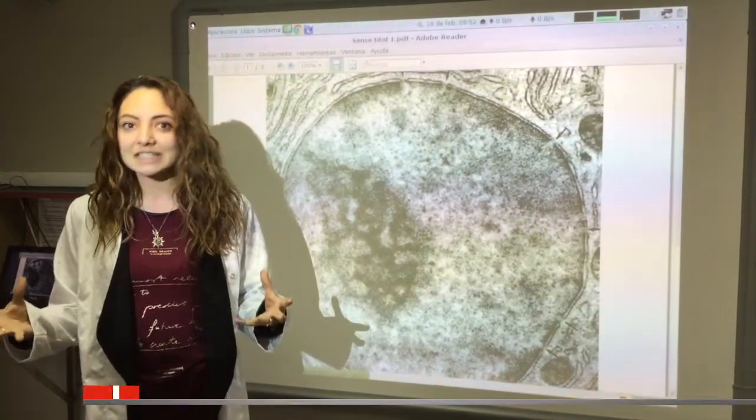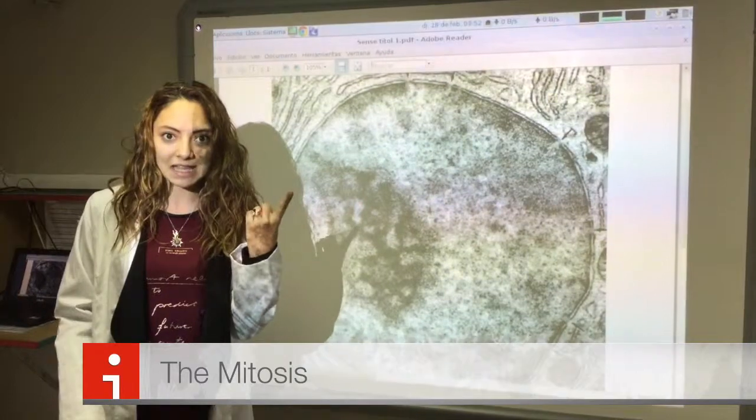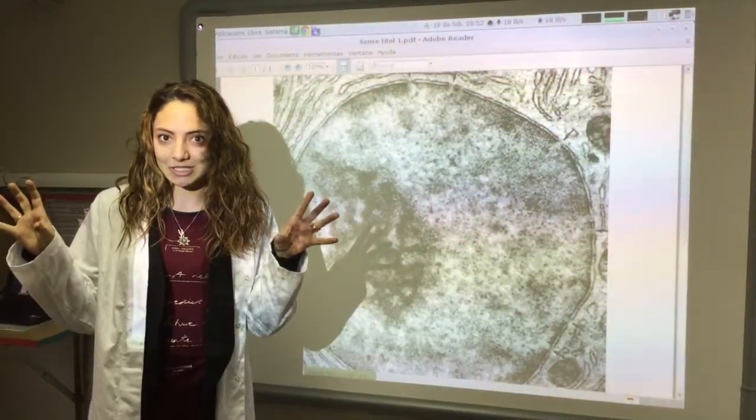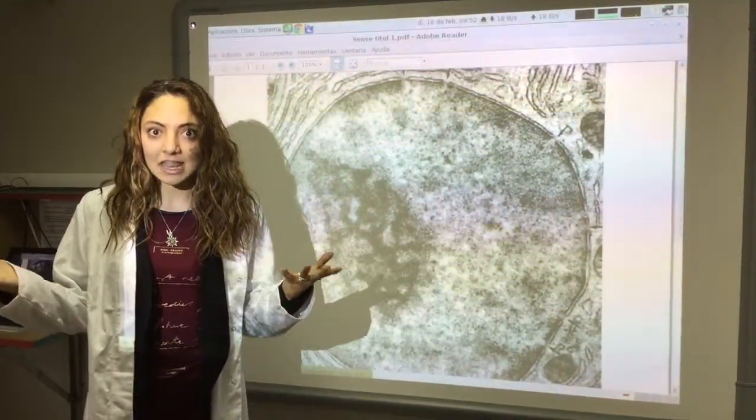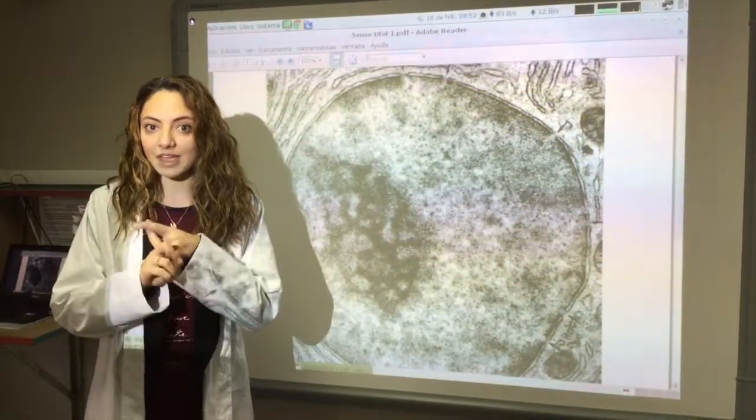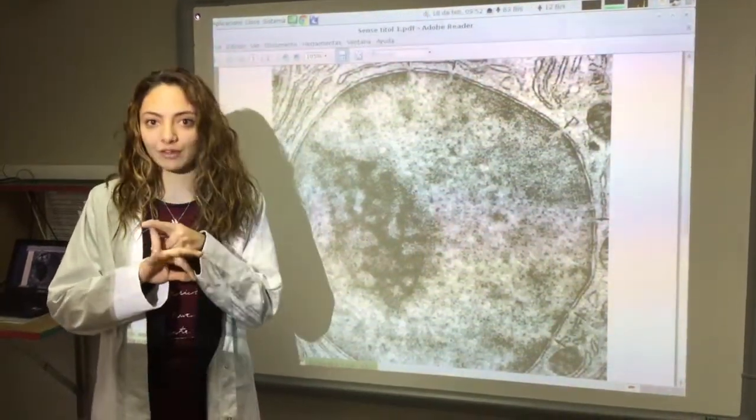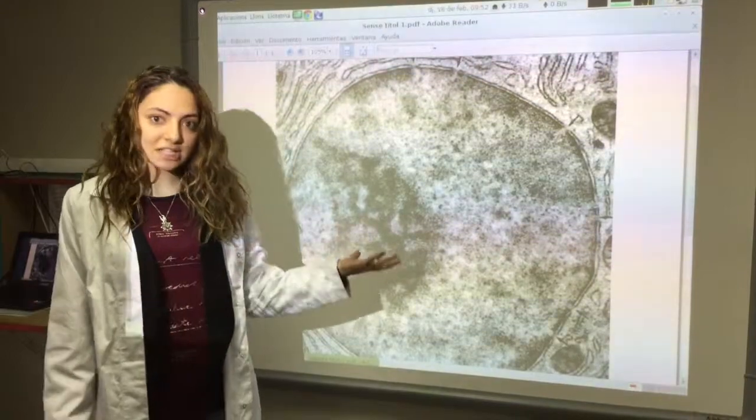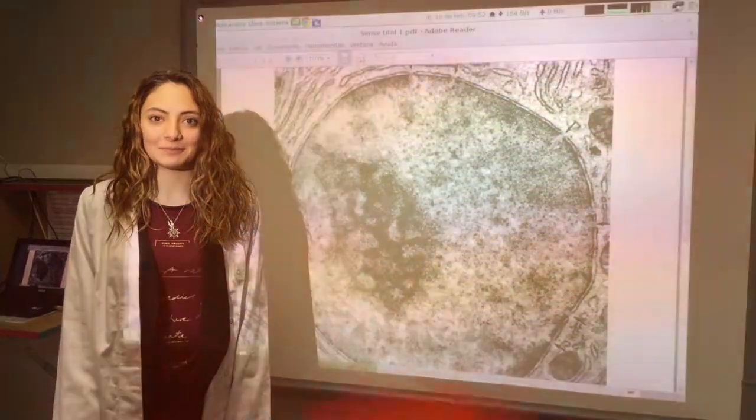Mitosis is the moment when the nucleus of one cell divides into two new nuclei. It consists of different parts: the prophase, the metaphase, the anaphase, and the telophase. These are the results that we saw in the laboratory.